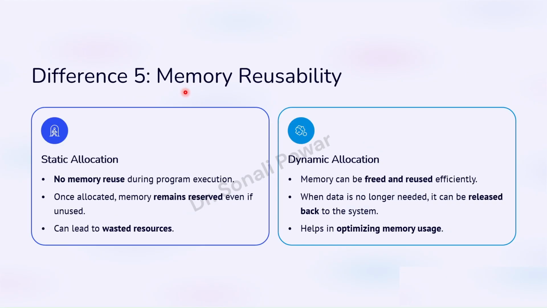Next difference is based upon memory reusability. In case of static allocation, we cannot reuse the memory as once allocated, this memory remains reserved even if it is unused. So it can lead to wastage of resources. But in case of dynamic memory allocation, if you do not require that memory, you can free it so that others can reuse that memory. With the help of the free function, you can deallocate the memory. So this helps in optimizing the memory usage.